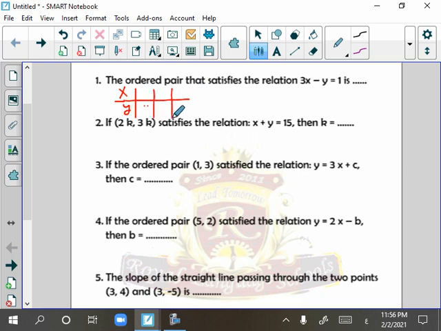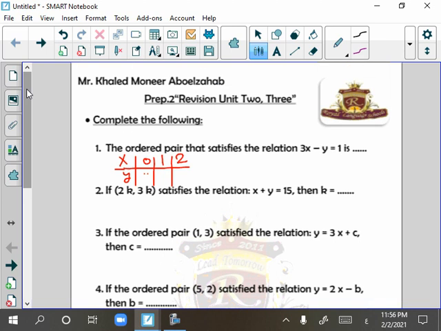You can write any number in x, like 0 and 1 and 2. By substituting x with 0, we will write 3 times 0 minus y equal 1. 3 times 0 equal 0, minus y equal 1. Then y equal negative 1, then we will write negative 1 here.